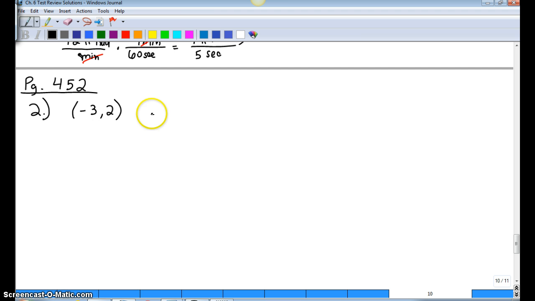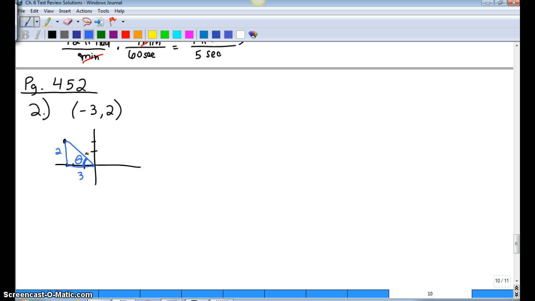A couple things about that. (-3, 2). Here's our point. Okay, I'll use blue. Here's the triangle we're looking at. This is a distance of 3. This is a distance of 2. This is the angle we're looking at.